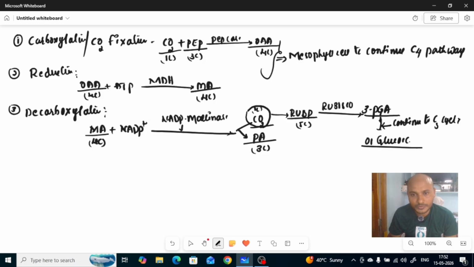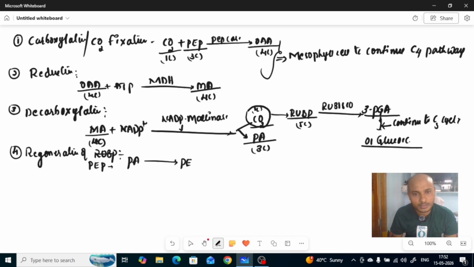And the formed pyruvic acid, this 3 carbon pyruvic acid, later undergoes the fourth step, that is regeneration of PEP. Here from this pyruvic acid it goes back to phosphoenolpyruvate, which is also 3 carbon. Why will this PEP regenerate? To continue another cycle of the C4 pathway in the C4 cycle. So there must be formation of PEP. Like that, from these 4 steps the C4 cycle occurs.